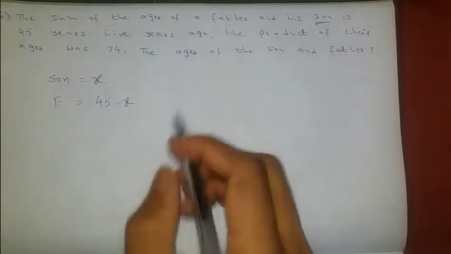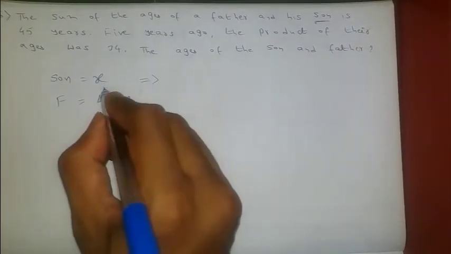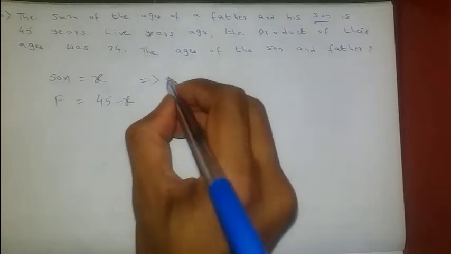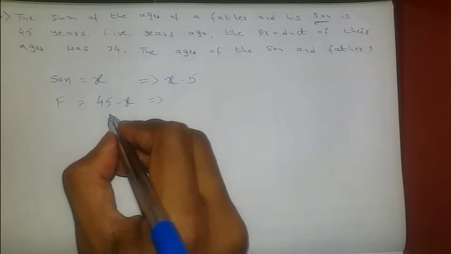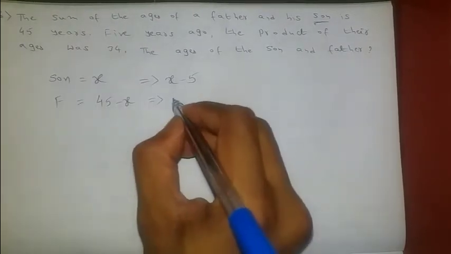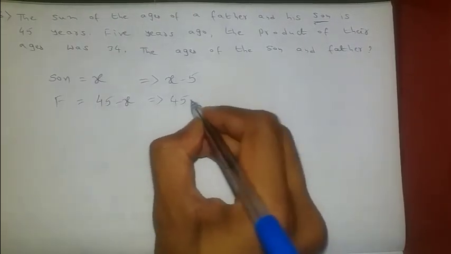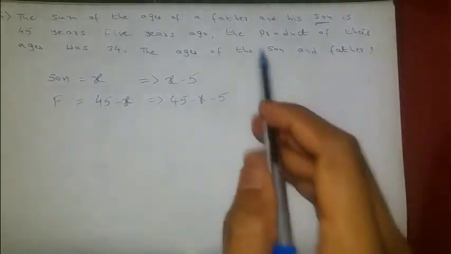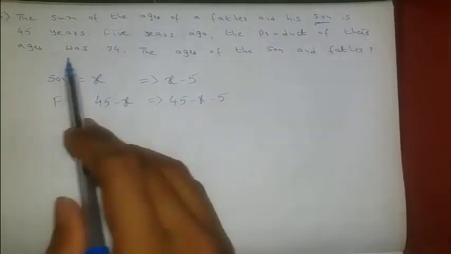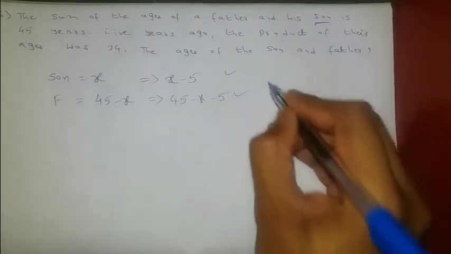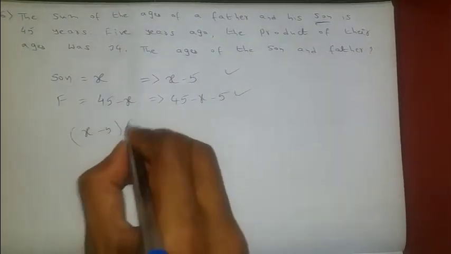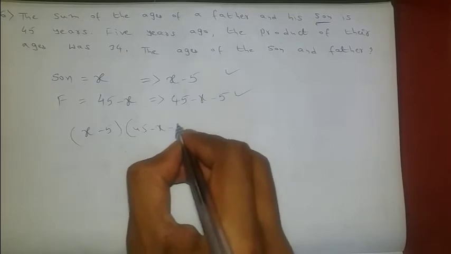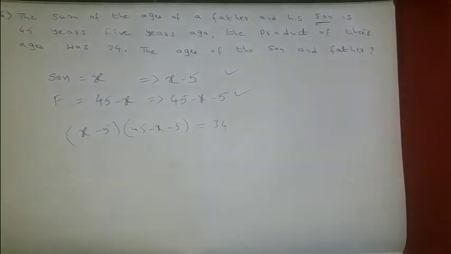Five years ago, the present age of the son is x, so 5 years ago it will be x minus 5. The present age of the father is 45 minus x, so before 5 years it will be 45 minus x minus 5. Then the product of their ages is 34. Multiplying these two, (x minus 5) into (45 minus x minus 5) is equal to 34.